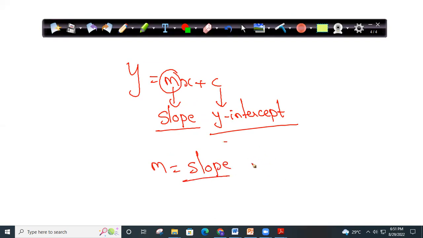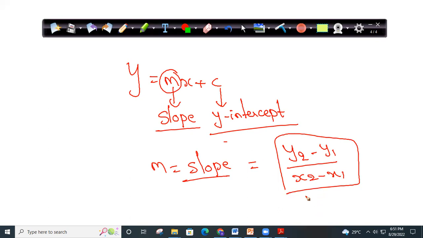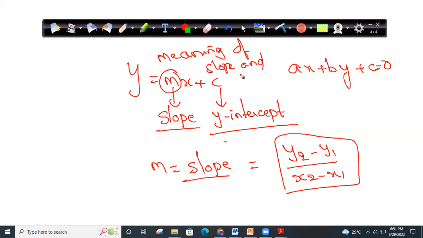Now, how to find slope? There are many ways to find the slope. (y2 - y1)/(x2 - x1). This is the thing that you need to know. I'll tell you another way. Suppose I give ax + by + c = 0. Now I'm teaching you the next concept. You need to be with me. So far we learned the meaning of slope and y-intercept. Now we need to know how to find slope. One way of finding slope is (y2 - y1)/(x2 - x1).